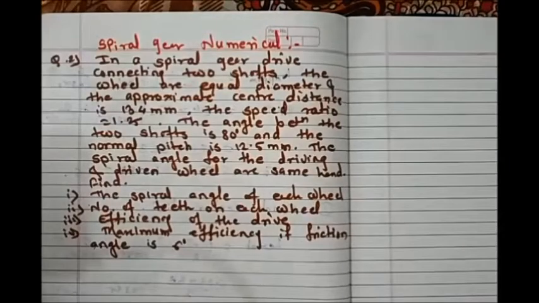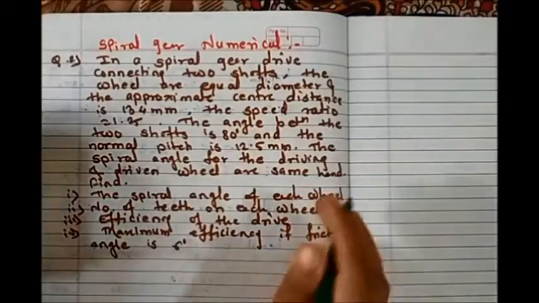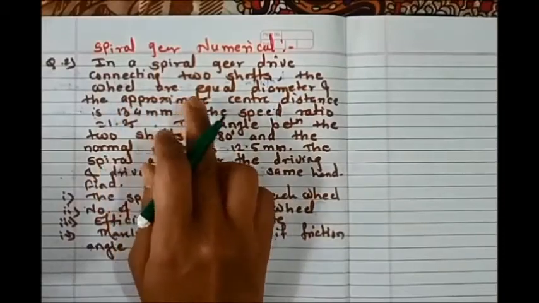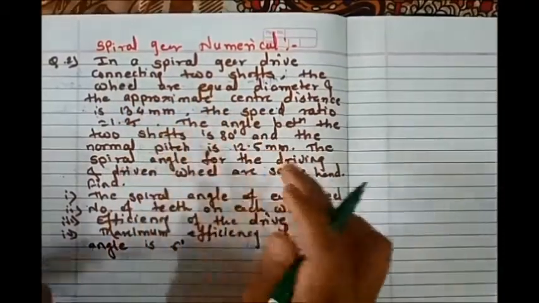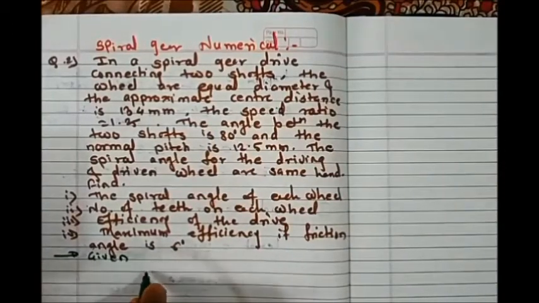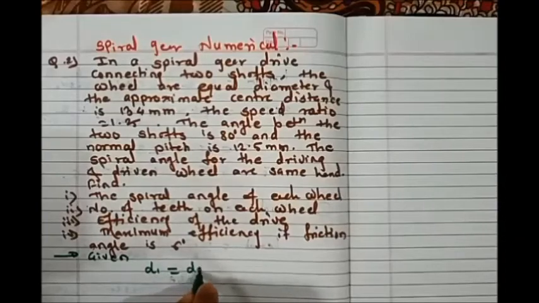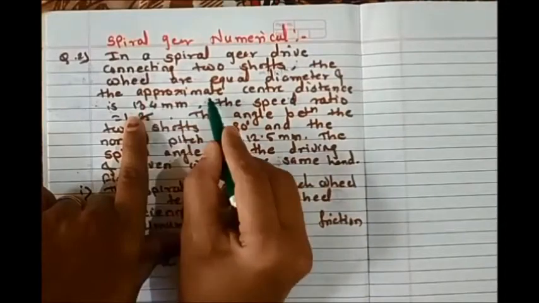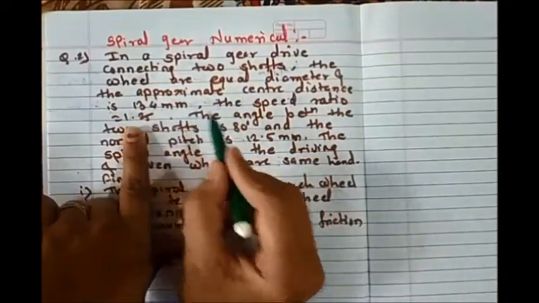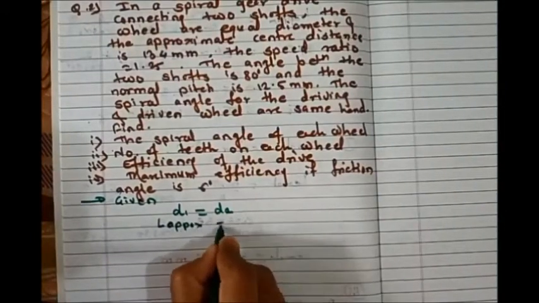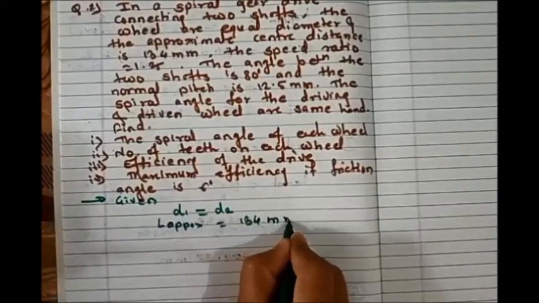Hello everyone. Let's take another type of numerical based on spiral gear. Here we have the statement: in a spiral gear drive connecting two shafts, the wheels are equal in diameter. So the given is wheel diameter is equal, D1 is equal to D2. Then the approximate center distance is given, L approx is equal to 134 mm.